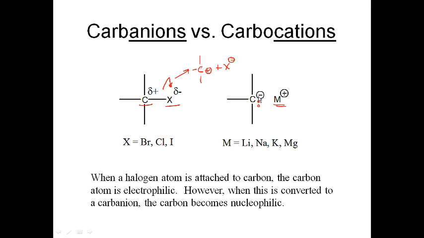And so the counter ions that are used for this are most commonly alkali metals and one alkaline earth metal. So things like lithium, sodium, and potassium are the alkali metals that could be counter ions, and magnesium is an alkaline earth metal that can also serve as a counter ion to that C minus. So the question is, how do you make these carbanions?